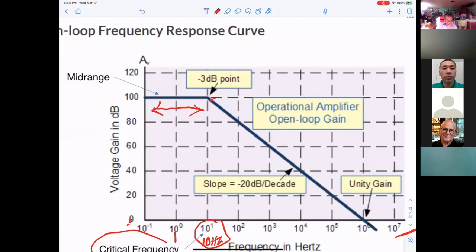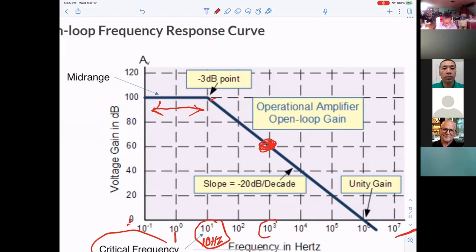So basically, when the gain is too high, then the op-amp cannot do anything for a 10 hertz bandwidth. So in order to get a higher bandwidth, they have to reduce the gain. I'll give you an example. I picked right here. So now what is the bandwidth? 10 to the power of 3 hertz. That means 1 kilohertz.